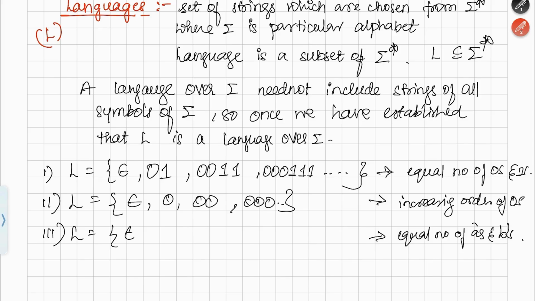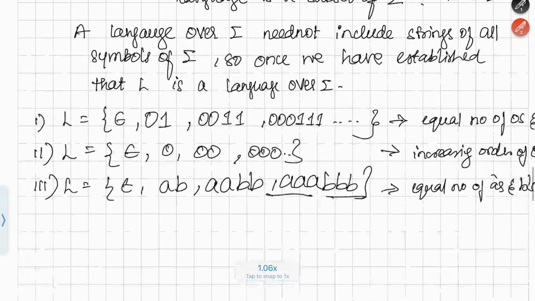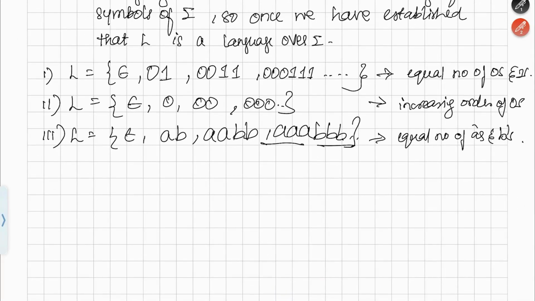So for that it will be epsilon, the empty string, then 1a 1b, sorry, ab would be there, that is 1a 1b, or it could be 2a's and 2b's, or it could be 3a's and 3b's, and so on. So here equal number of a's and equal number of b's are present in the language. So this is an example of an infinite language. It can continue. Okay, there is no end to this, right?